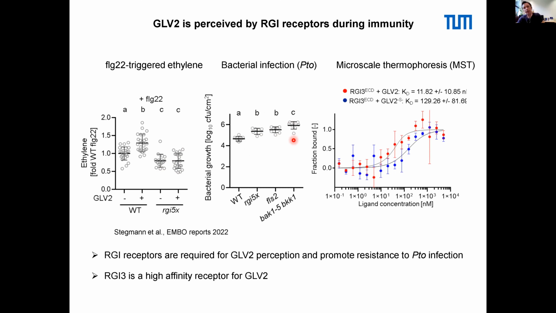So the strongest expressed of these 5 receptors in leaf tissue is named RGI3. And so we tested whether the ectodomain of RGI3 produced from insect cells can directly interact with the Golvin-2 peptide. And we did this in collaboration with Yusuf Belkadir at the GMI in Vienna by microscale thermophoresis. And indeed, we could show that the RGI3 ectodomain binds to the Golvin-2 peptide with a high affinity, so a KD value of around 11 to 12 nanomolar. And this interaction is dependent on this sulfated tyrosine residue, because if this is mutated, the interaction strength is decreased by a factor of roughly 10.